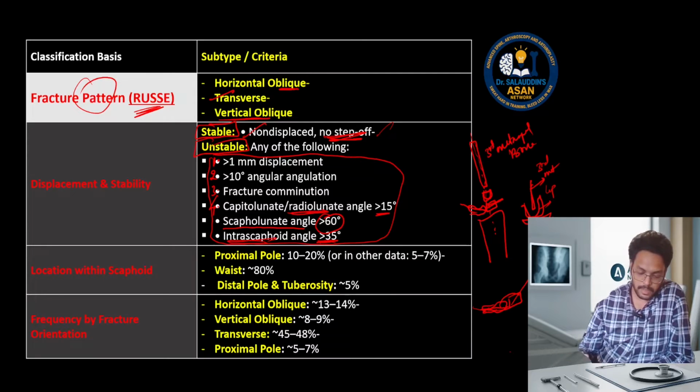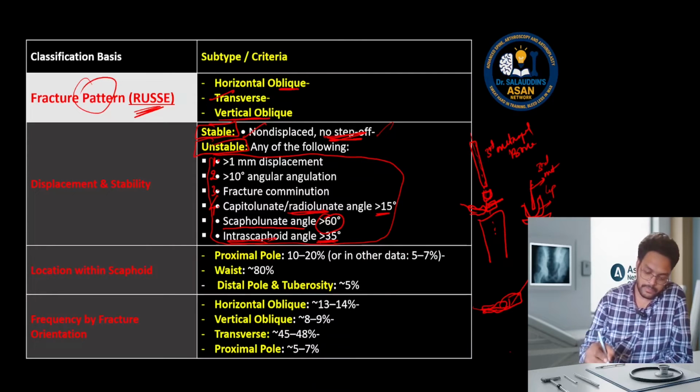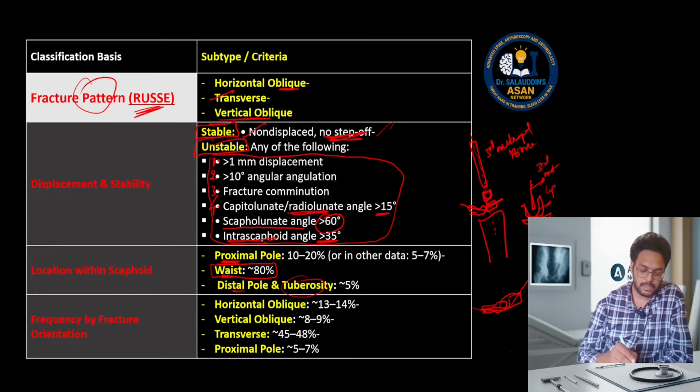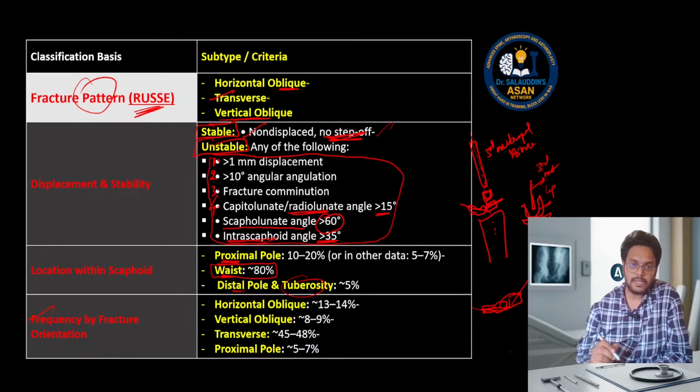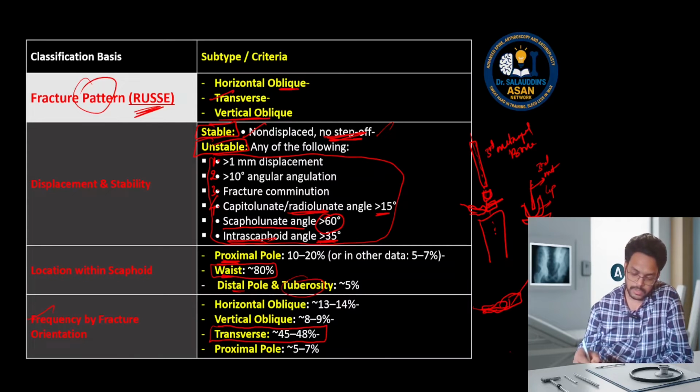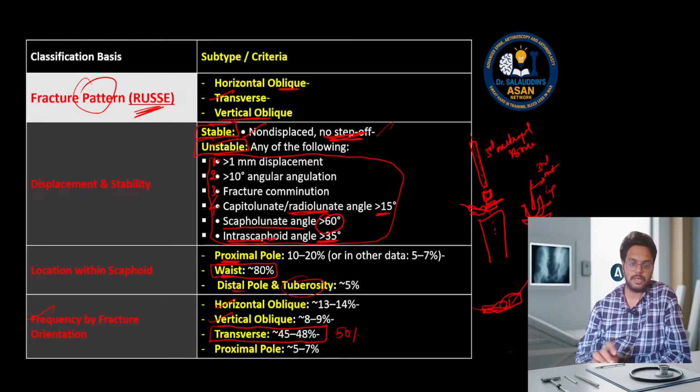Okay. Then based on the location, there are proximal pole fractures, waist fractures, and the distal pole or tuberosity fractures. In this, the most common scaphoid fracture part is the waist. 80% of the scaphoid bone fractures are waist fractures. Based on the frequency, the most commonly occurring pattern is the transverse fracture of the scaphoid, almost 50% of it. Next comes the horizontal oblique, next comes your vertical oblique. The proximal pole fractures are the least common fractures in the scaphoid bone.